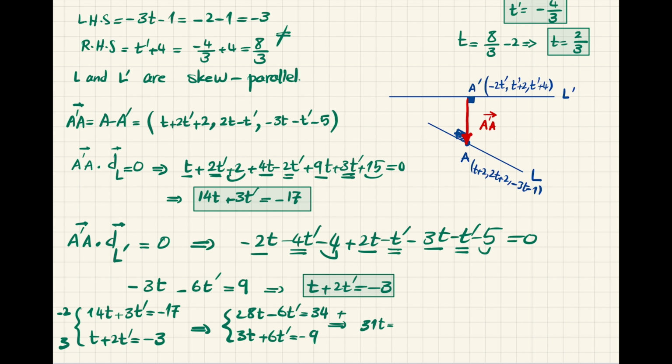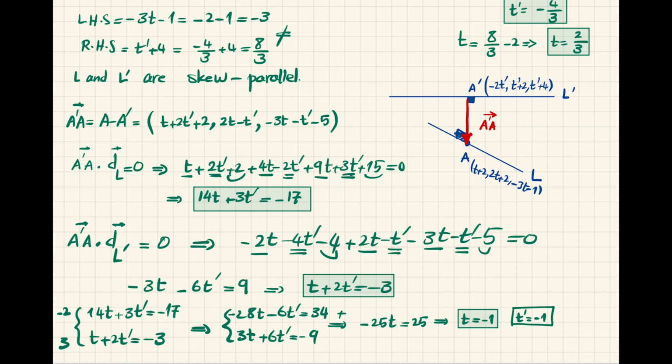I multiplied this by minus 2. Okay, so that's minus 2, sorry. So this becomes minus 28t minus 6t prime, and then this is 34, and then this is 3t plus 6t prime minus 9. When I add them, this side becomes minus 25t, and on the right hand side I will get positive 25, and then it means that t is equal to minus 1. If you put t equal to minus 1 in the other equation, that also tells you that t prime is also equal to minus 1.